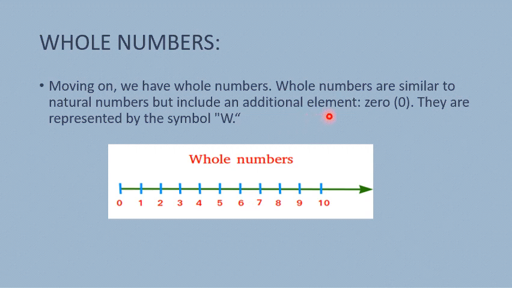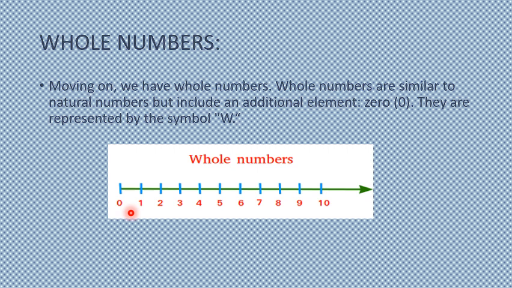So whole numbers are similar to the natural numbers but include an additional element, that is 0, and they are represented by the symbol W. You can see over here in the image, it's starting from 0, 1, 2, 3 and so on. In the whole numbers, there is nothing to worry about. You just add a 0 at the start and it becomes your whole numbers.